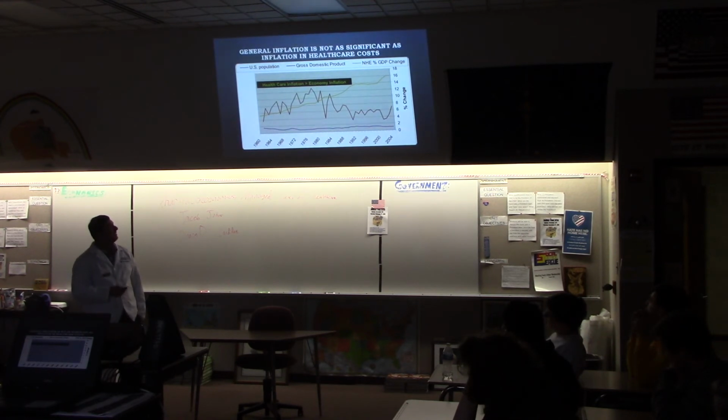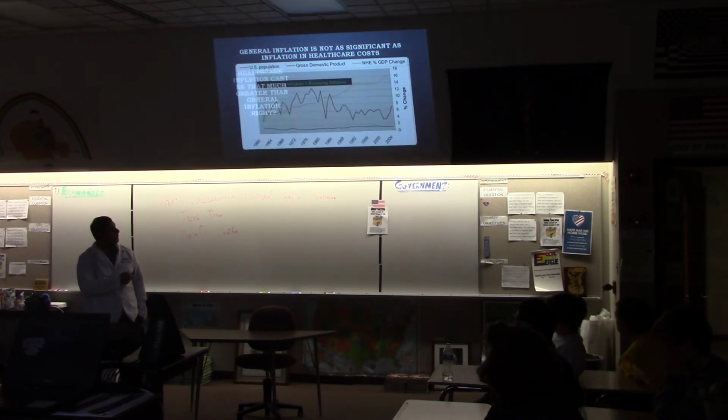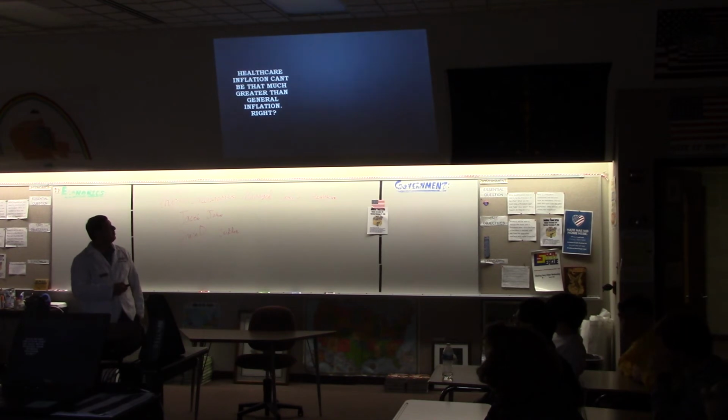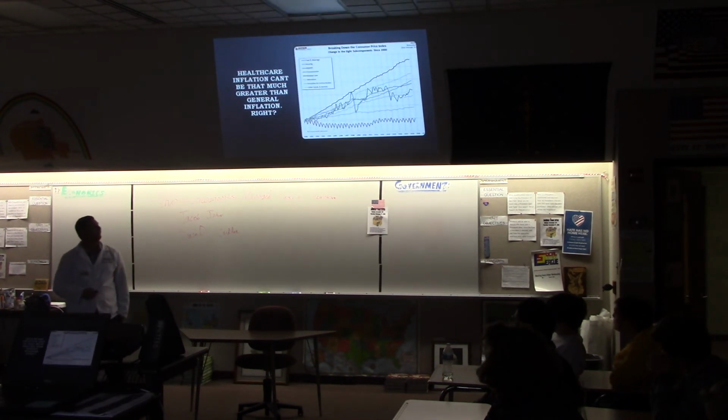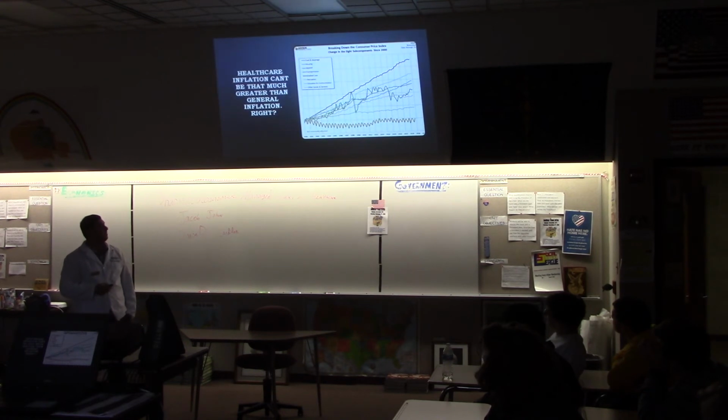General inflation is not as significant as healthcare inflation is in healthcare costs. So you can see the yellowish line there. That's national health expenditures, our GDP, and U.S. population. Wow. So healthcare inflation can't be that much greater than general inflation, right? Yeah, actually when we compare and look at all other goods and services in the U.S., so food and beverage, housing, apparel, transportation, medical care, recreation, education, communication, other goods and services. See medical care up there? It's rising the fastest.